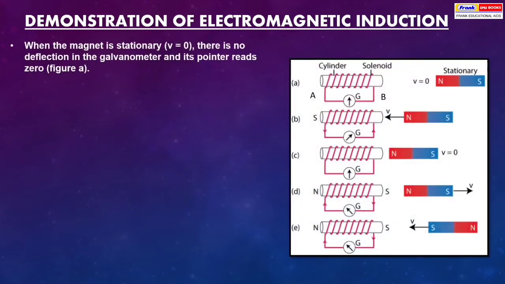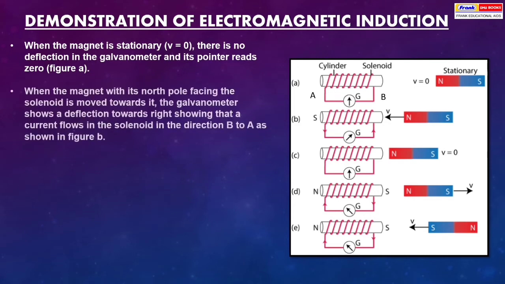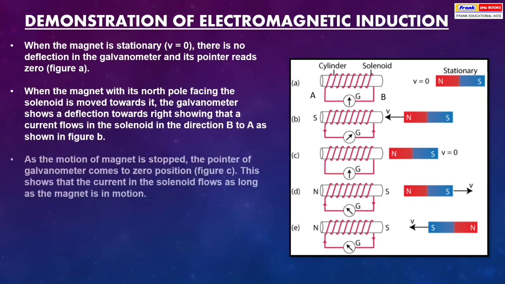When the magnet is stationary, V is equal to 0, there is no deflection in the galvanometer and its pointer reads 0. When the magnet with its north pole facing the solenoid is moved towards it, the galvanometer shows a deflection towards right, showing that a current flows in the solenoid in the direction B to A as shown in figure B. As the motion of magnet is stopped, the pointer of the galvanometer comes to 0 position, figure C. This shows that the current in the solenoid flows as long as the magnet is in motion.